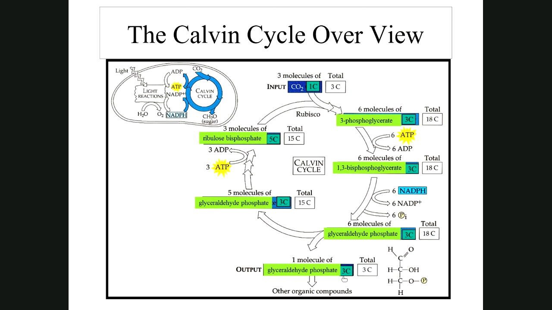So glyceraldehyde phosphate is going to be used to make carbohydrates, and usually those are starches. So per turn of the Calvin cycle, when carbon dioxide enters the Calvin cycle, per turn, 1 molecule of glyceraldehyde phosphate is harvested, which will be converted to glucose and starches.